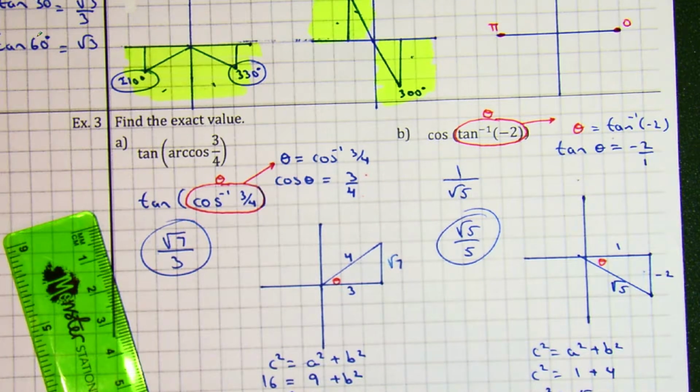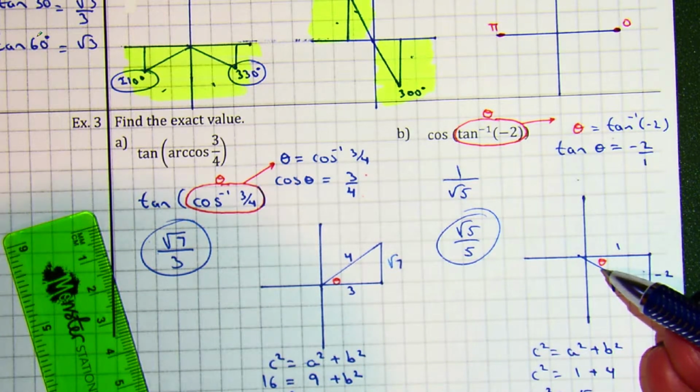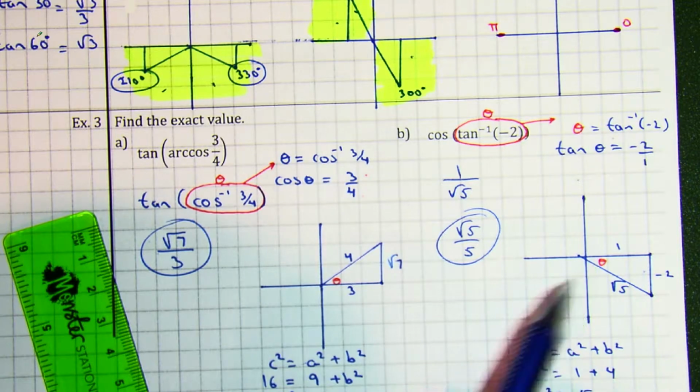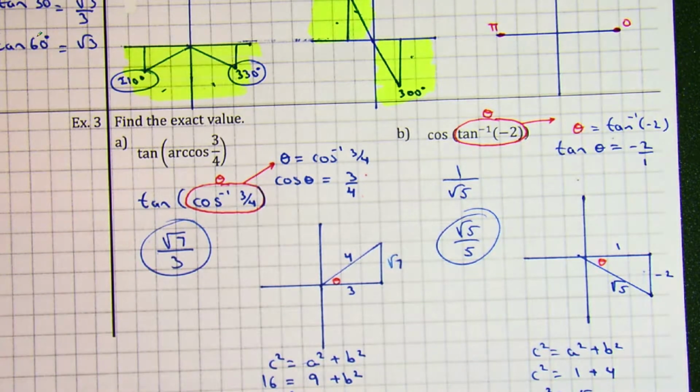So yeah, it's a little tricky because we actually never found the angle. But because we are looking for the cosine of the same angle, we don't need to find it once you build the triangle.